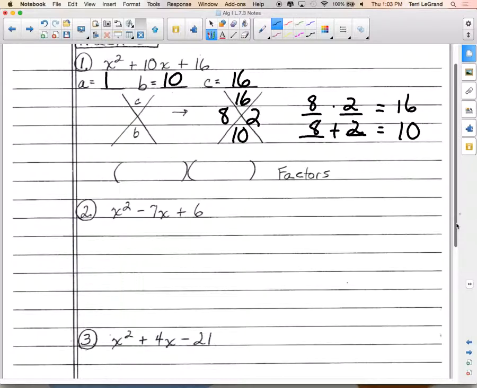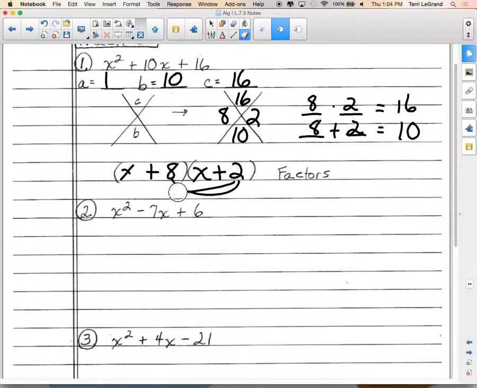Okay, what's the square root of x squared? X. That's what both of our binomials start with. That's the F step right there. You have to take x times x to get x squared. We have a positive 8. We have a positive 2. The O step and the I step is where the 8 plus 2 comes in. The L step is where the 8 times 2 comes in. So this is its factored name. This is our answer.